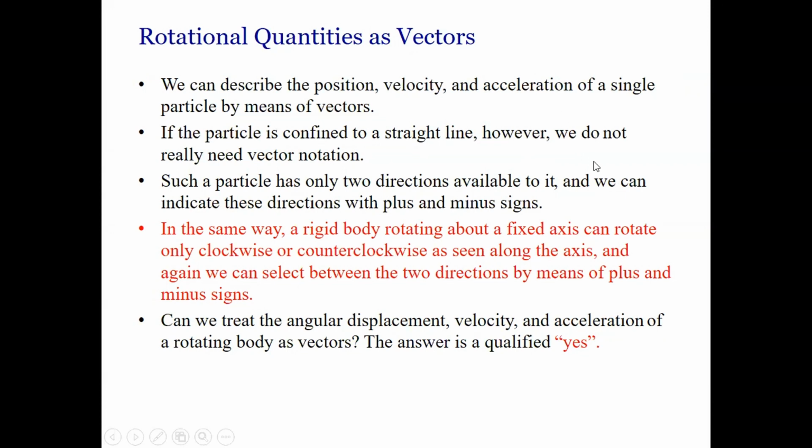In the same way, rigid bodies that are rotating about a fixed axis can rotate clockwise or counterclockwise along some axis. And again, we can select the directions by means of plus and minus signs. So we can treat the angular displacement, the angular velocity, and the angular acceleration of the rotating bodies as vectors. Yes, we can, with qualification, and also with some reservation. We have to look into this.